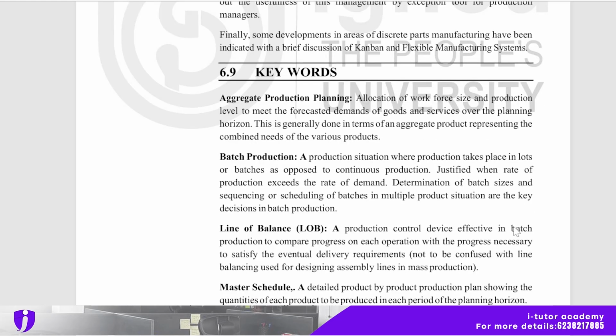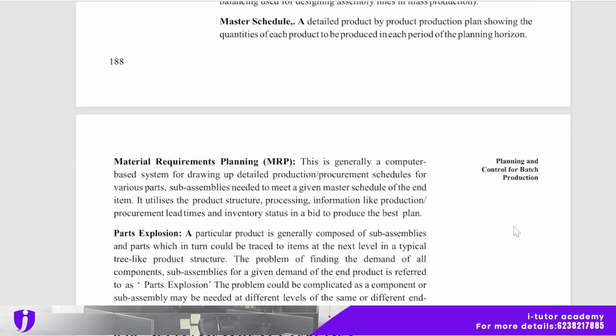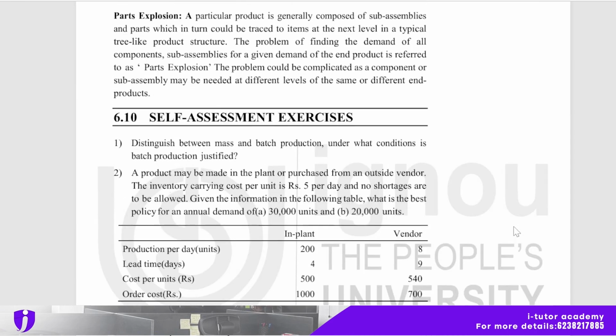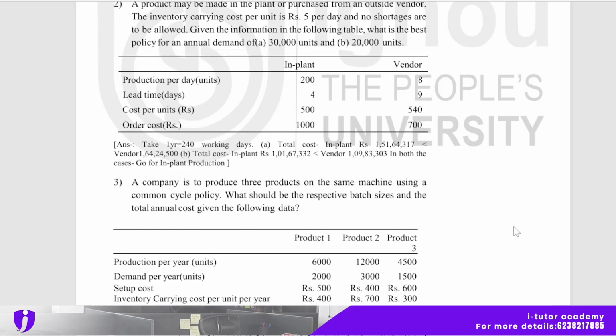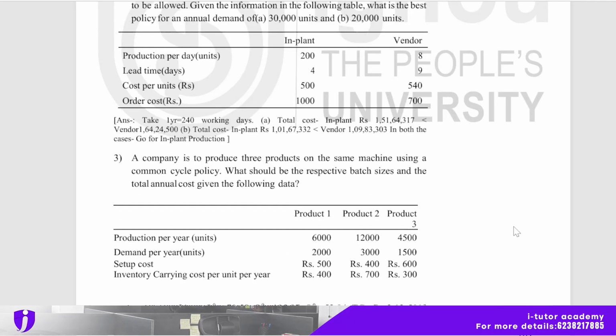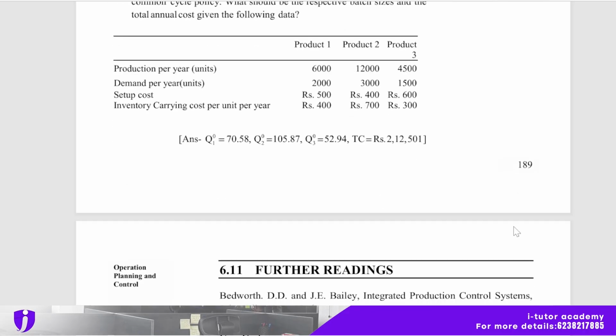So the keyword section is here. If you feel any words are difficult, you may please refer to this 6.9 keyword section. You will get the explanation of each one, and the self-assessment questions are also here. It will help you for your term-end examination, so please do it. And your assignment is also important at the same time. So this is about this unit.